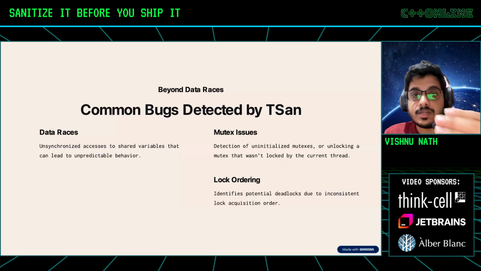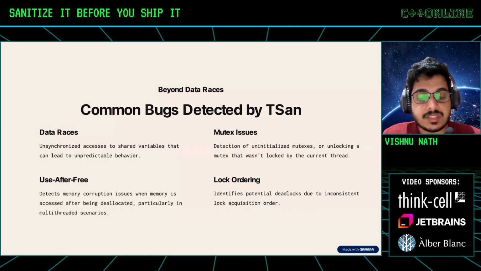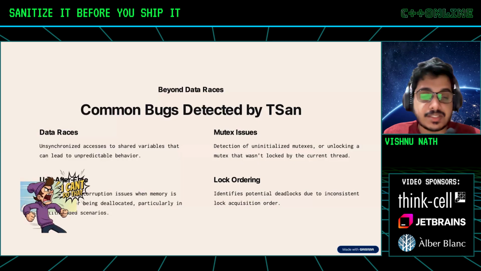For example, if I locked it correctly or not, or if I locked it, then I didn't unlock it properly, and then again I double locked it. That kind of stuff it can detect easily. And use after free. It detects memory corruption issues. Oh, sorry, it can't do that.